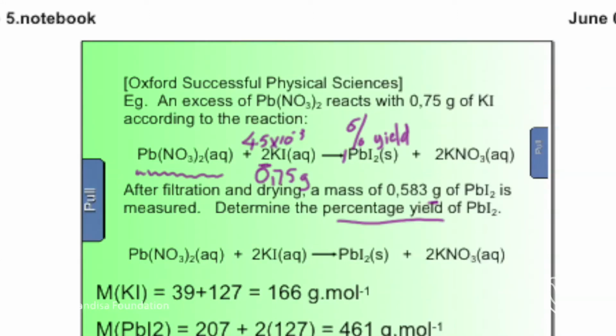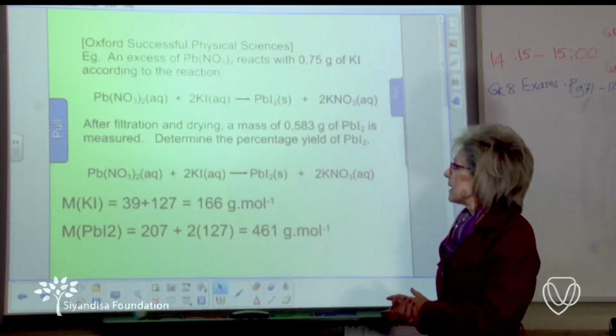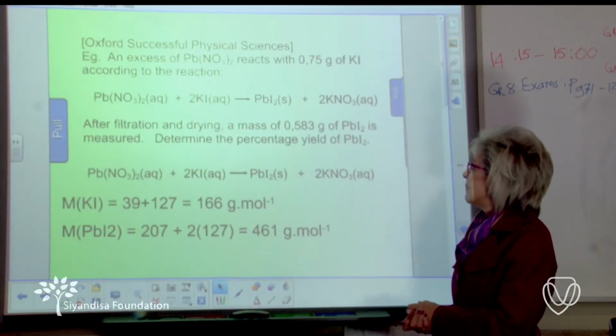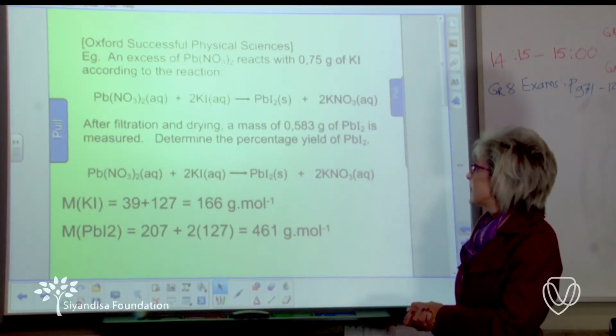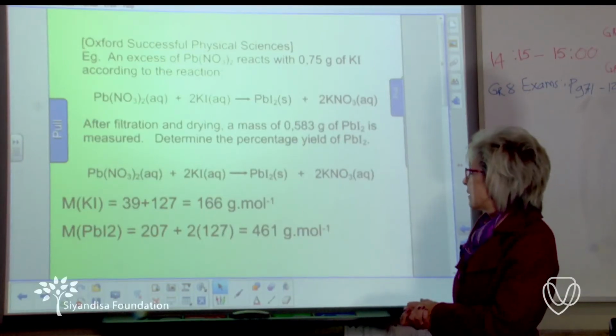So here is an example, and this question comes out of the Oxford Successful Physical Sciences in grade 11. There's an excess of lead nitrate. It reacts with 0.75 gram of potassium iodide according to the given reaction. And you're fortunate once more if the reaction's been given. And then they say after filtration and drying, a mass of 0.583 gram of lead iodide is measured. Determine the percentage yield of lead iodide.